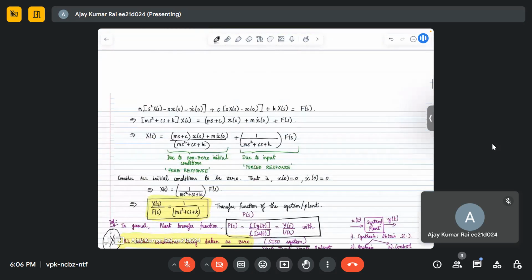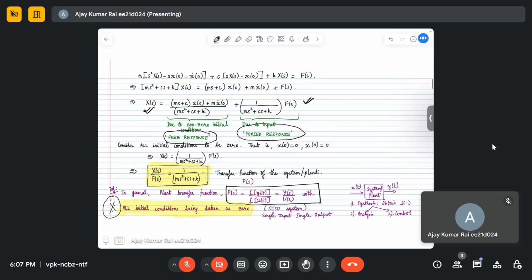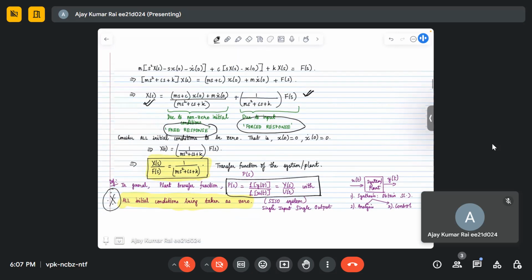While we are solving the equation, you see this is X(s), this is F(s). If you solve this, you'll get two responses: one is the free response and the other one is the forced response. The free response is due to the initial condition, and the other one is due to f(t). So while deriving the transfer function, we take the initial condition to be 0, so that we can have the input and output relationship.